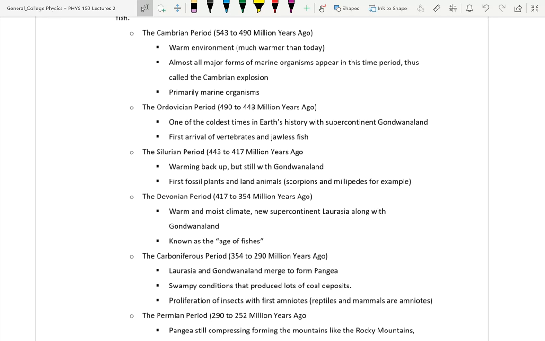But the Cambrian period, it's interesting if you look at these, it was a warm environment, much warmer than we have today. And almost all major life forms were marine organisms. That should be a foreshadowing for today's lab. In fact, I put it down twice. It was so important. I'm a little embarrassed about that now that I look at it. But one of them says almost all major forms of marine organisms appear then. Now that doesn't mean that we had crawfish and big mouth bass and that kind of thing, but that we had different types of marine organisms than we have today.